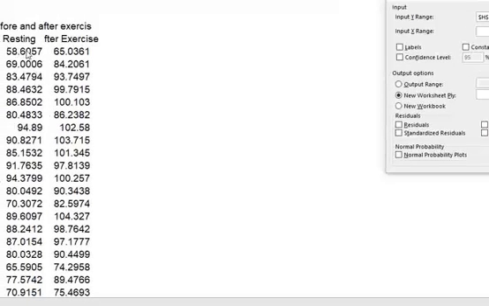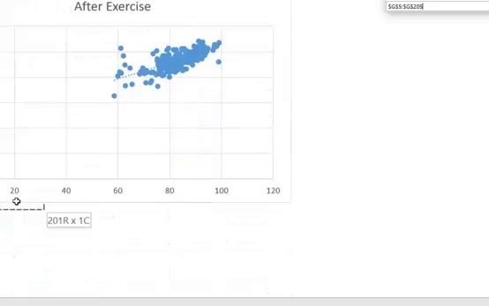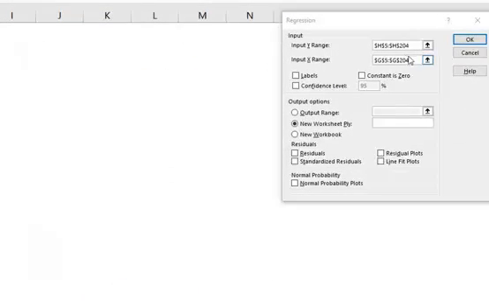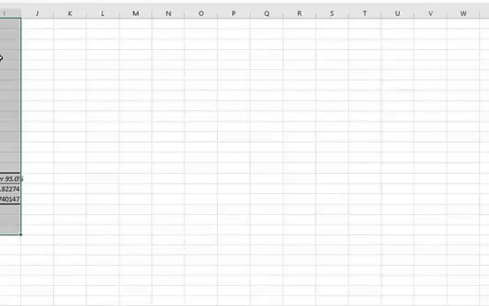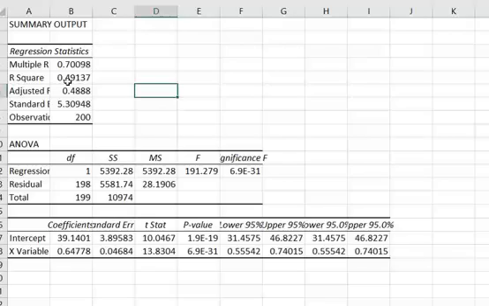You want to click and drag every number there. Those two numbers should match up, 204, 204. So I think we got everything we need. Hit OK. There's R squared.